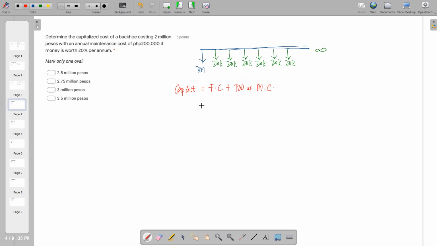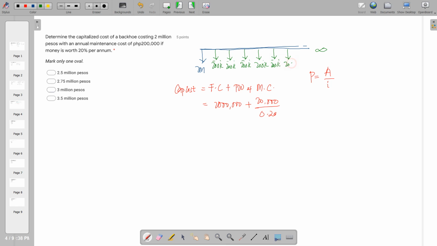Okay, maintenance cost. So 2 million, plus these are equal amounts in a perpetual. So present worth for a perpetual annuities or perpetuity is equal to A all over I. So we have here 20,000 all over 0.2. So this is supposed to be 200,000 according to the problem. So the maintenance cost is 200,000.